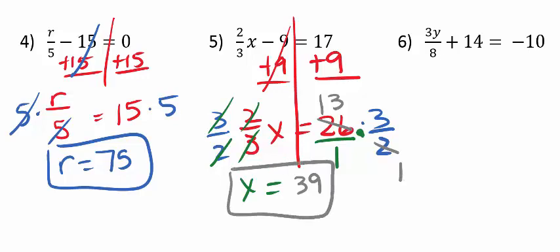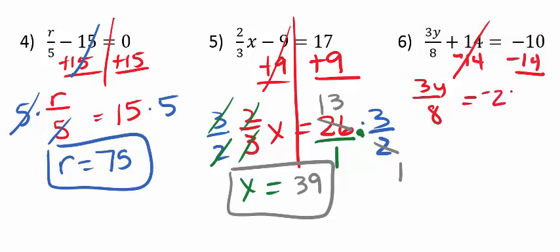Number 6, we're going to go ahead and subtract 14 from both sides first. And we bring down 3y over 8 equal to, the 14 minus 14 goes away, and then negative 10 minus 14 is negative 24. Now we can multiply both sides by the reciprocal of 3/8. That's going to be 8/3.